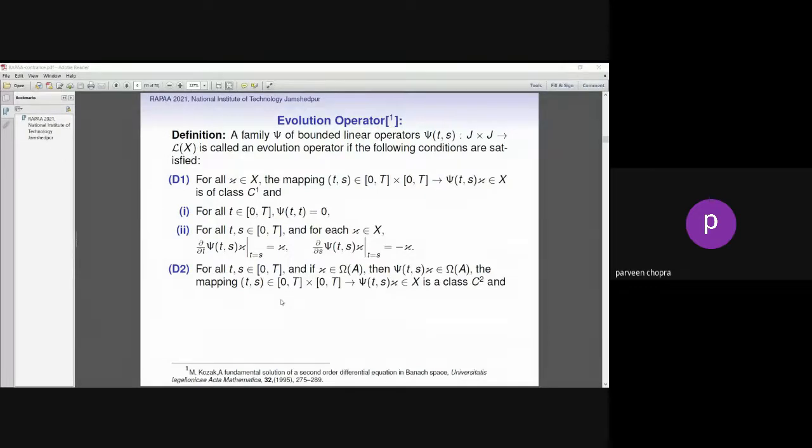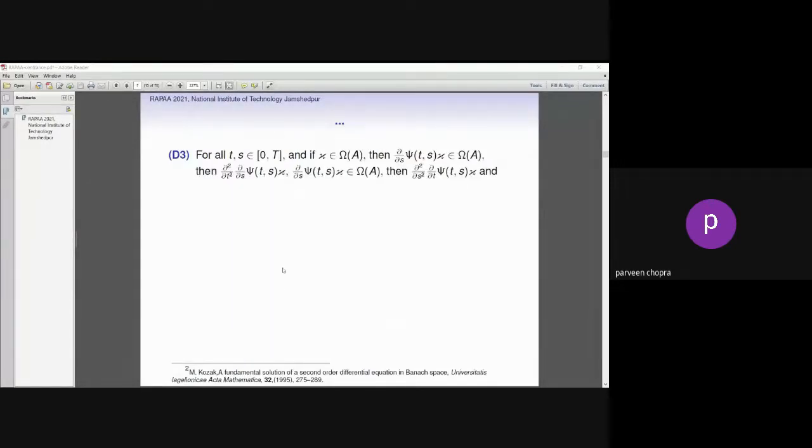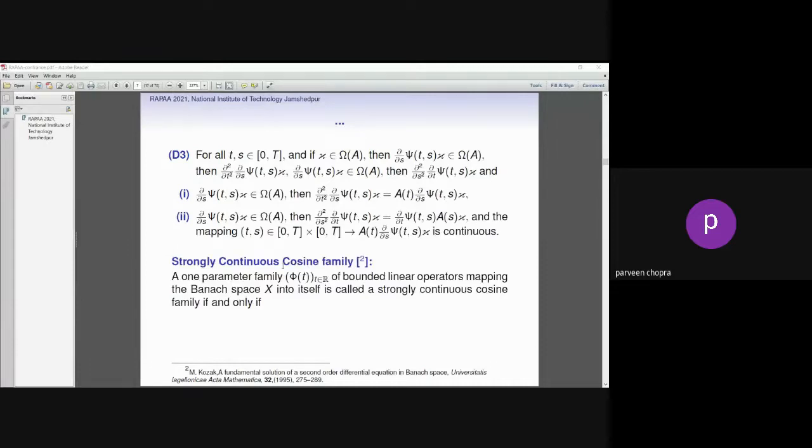Another assumption is D2, and D3 is another assumption on the evolution operators. Next, the definition of strongly continuous cosine family.